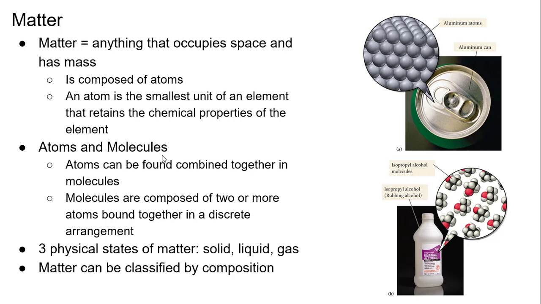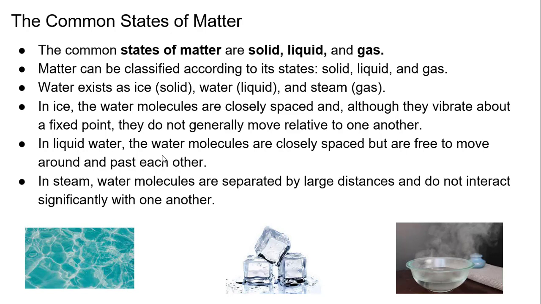So we are going to look at different classifications. One of them, you can look at composition, which is what we're going to look at next. But for now, we're only going to look at physical states of matter. So the common states of matter for this course are solid, liquid, and gas. That's how we're going to classify it. Water is a good example of a substance that exists as all three. Water exists as ice, that's the solid. It exists as a liquid, and it exists as steam.